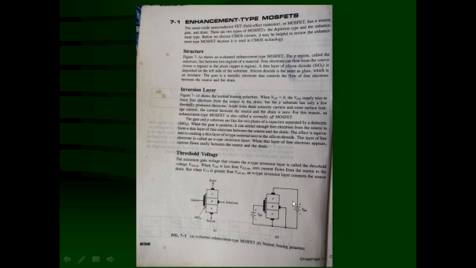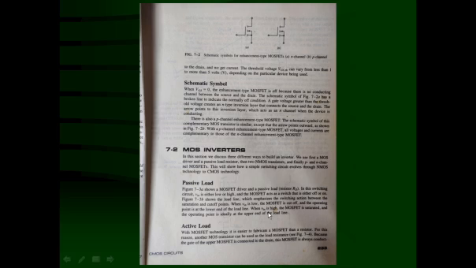Instead of the positive terminal to the drain, the negative terminal is connected to the drain, and the positive terminal is connected to the source. The VGS polarity is also reversed: negative terminal to the gate and positive terminal to the substrate. So here a layer of holes, which is P-type material, is going to be formed. So it is called a P channel MOSFET.